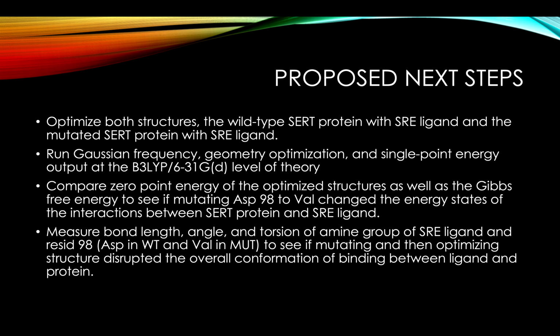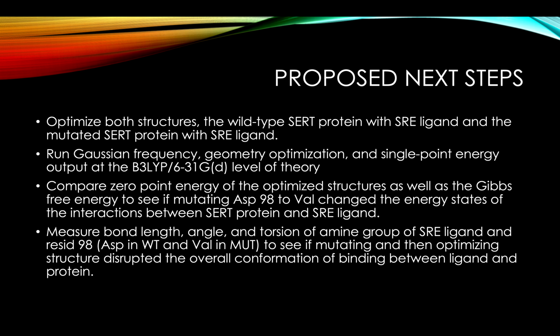And so as a result of how far I got, my proposed next steps were to optimize both structures, both the wild type SERT protein with the ligand, as well as the mutated protein with the same ligand, run a Gaussian frequency, geometry optimization, and single point energy output at the B3LYP 6-31G(d) level of theory. Compare the zero point energy of the optimized structures as well as the Gibbs free energy to see if mutating the aspartate 98 to valine changed the energy states of the interactions between the SERT protein and the SRI ligand.